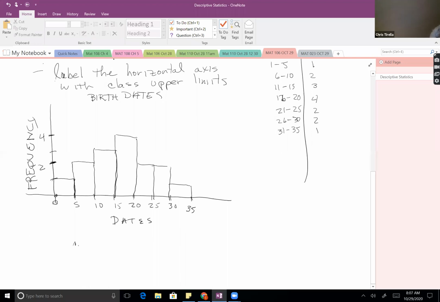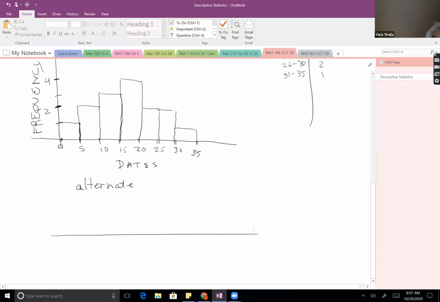The alternate way that you sometimes see it is for that horizontal axis to have underneath it instead 1 through 5, 6 through 10, 11 through 15, and so on. I think just labeling it with the upper limits makes it look a little bit neater. But again, it's a matter of personal preference.